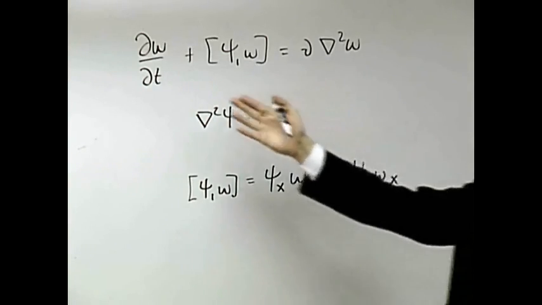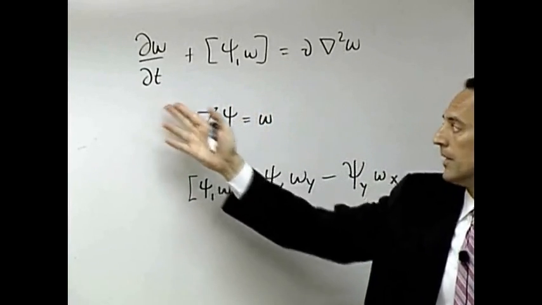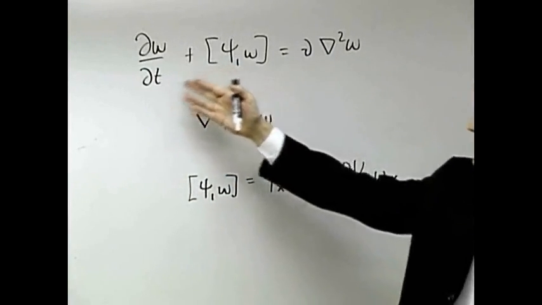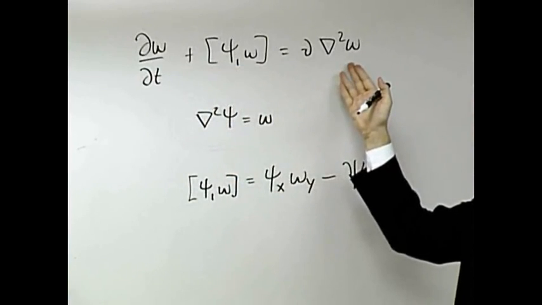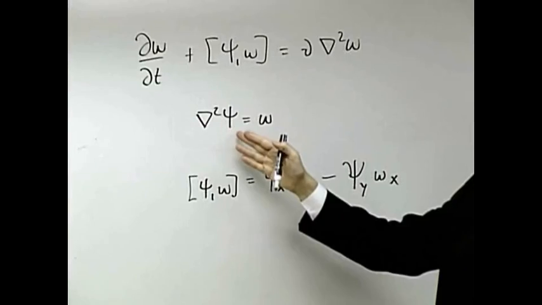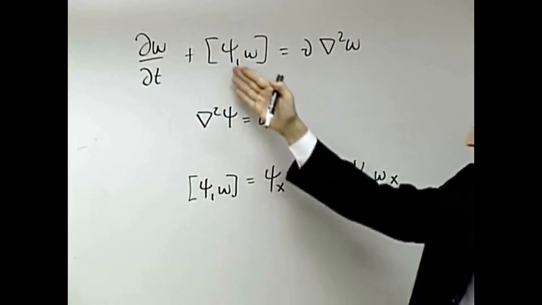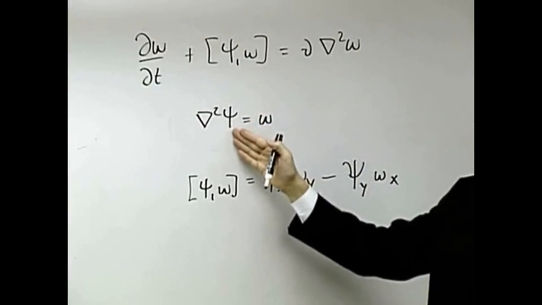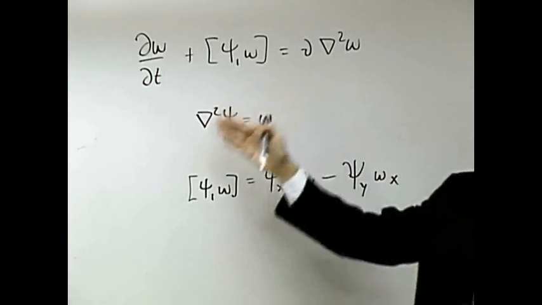So what does this tell you? Well, okay, it tells me the evolution. How does the vorticity move in time? And here's the equation for that. But it also tells me that in addition to that, I have to have the stream function. And the stream function is determined by whatever my vorticity is at any point by Laplace's equation.